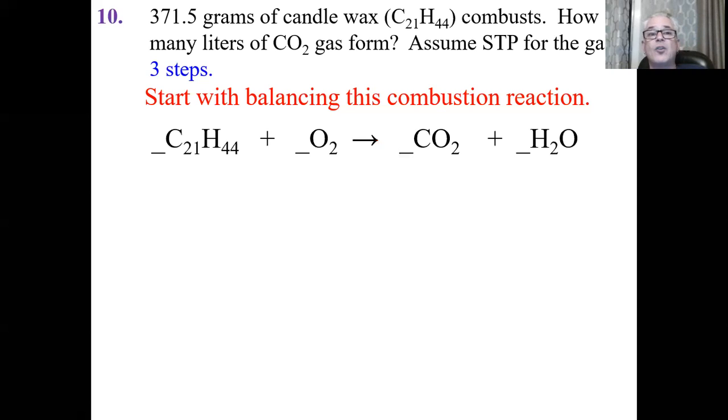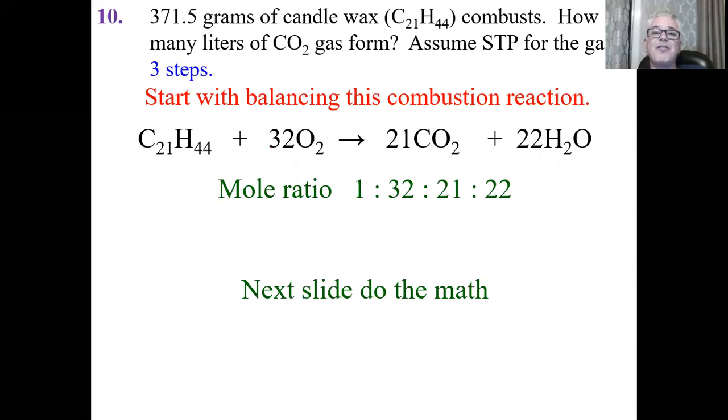We're going to take this equation and say C21H44 combines with oxygen. Combustion always makes carbon dioxide and water. And back and forth and back and forth. You try to balance this. 21 carbon, we got a 21 on the other side. If there's 44 hydrogens, we've got to put 22 waters. That means we're going to have 42 plus 22, which is 64. So we're going to have 32 oxygens.